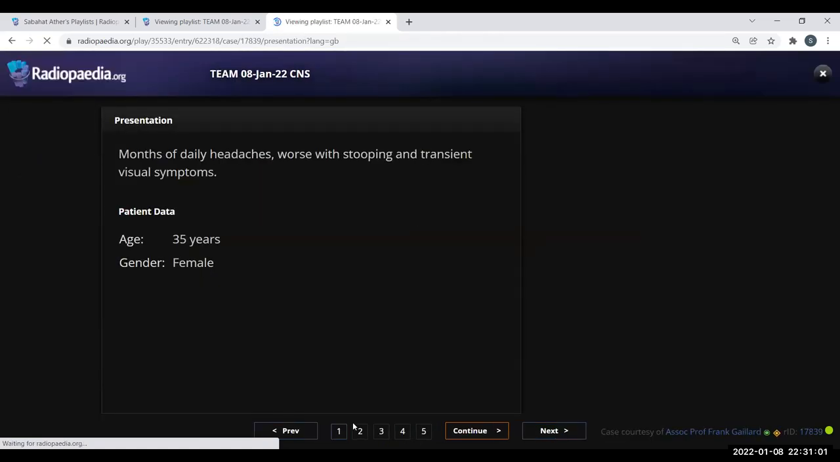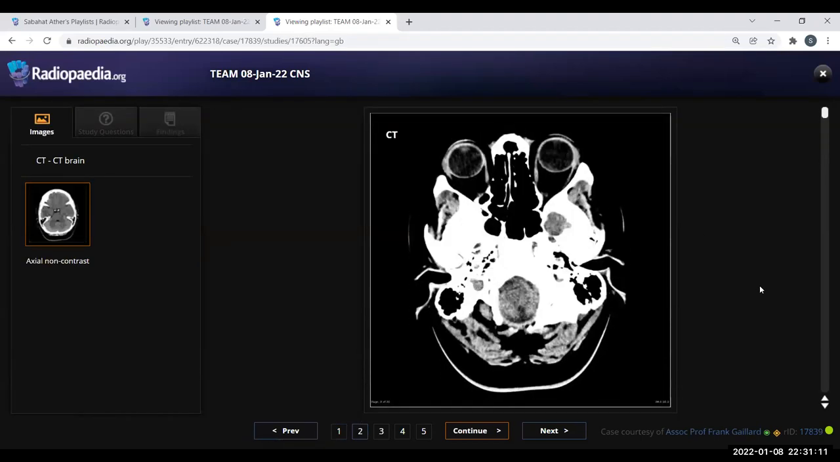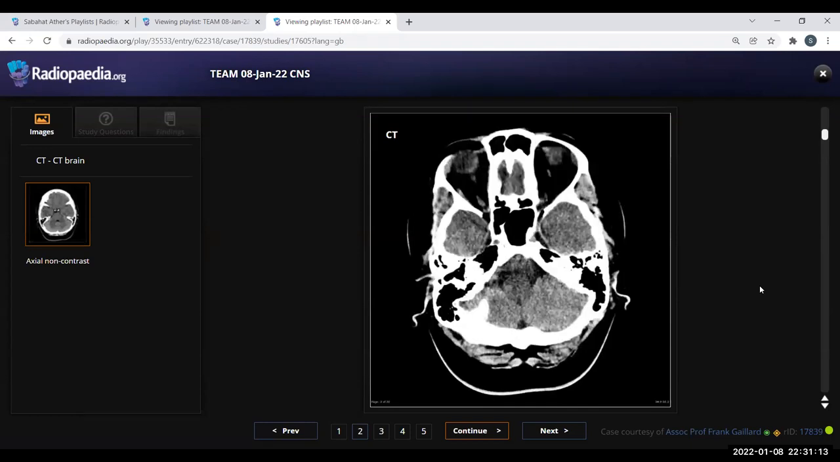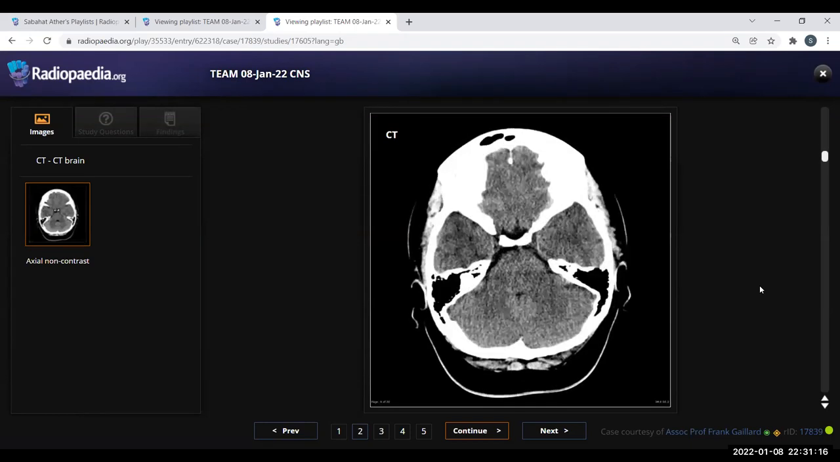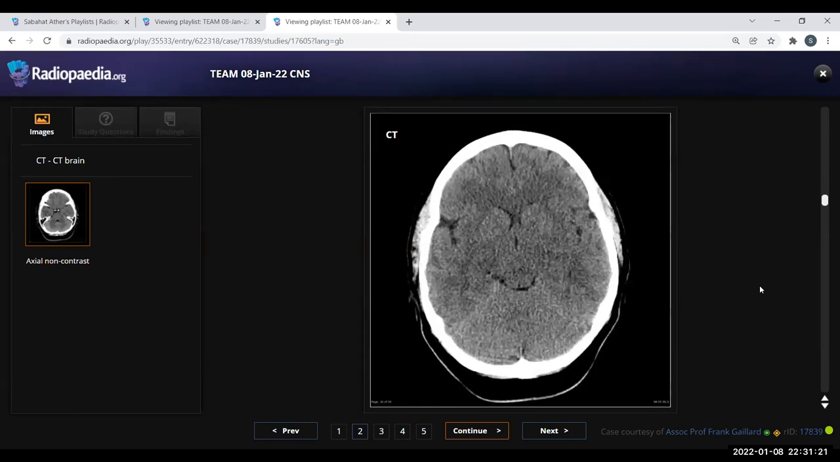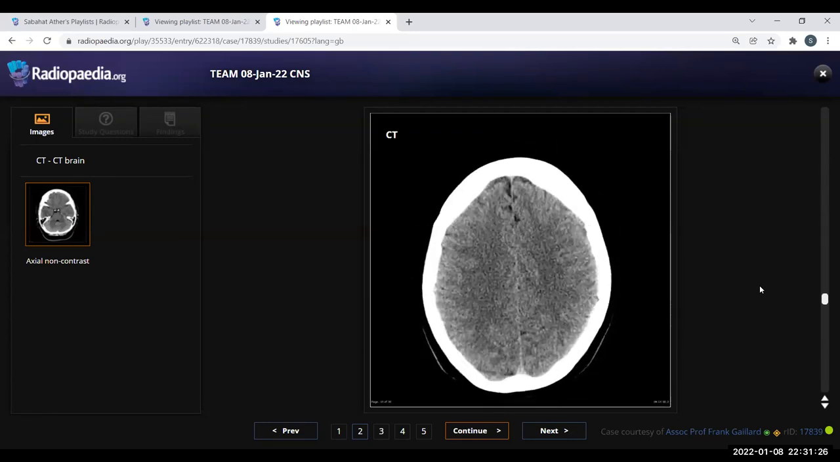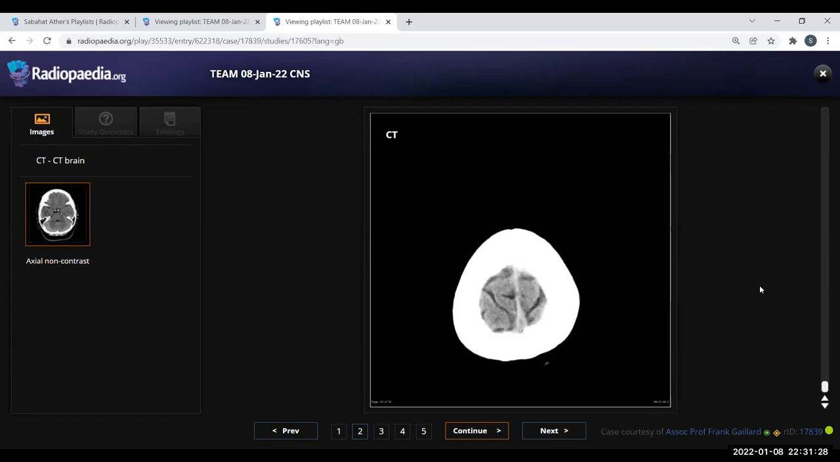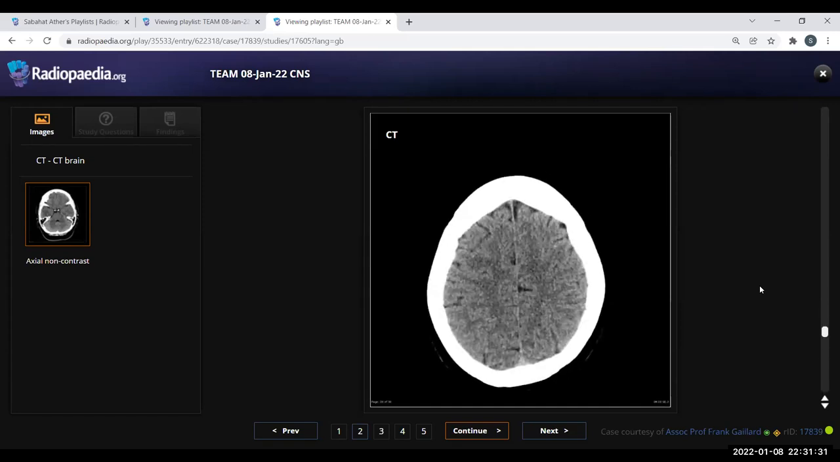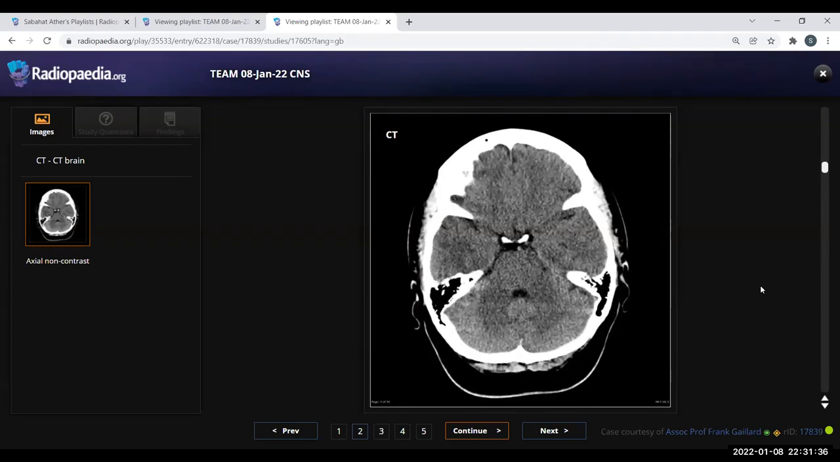Months of daily headache, worse with stooping, and transient visual symptoms, in a 35-year-old female. Here, I've been provided with selected axial non-contrast CT images of the brain. I'm trying to look at the ventricles, midline, and surrounding hemispheres. I'm trying to look for anything visible.